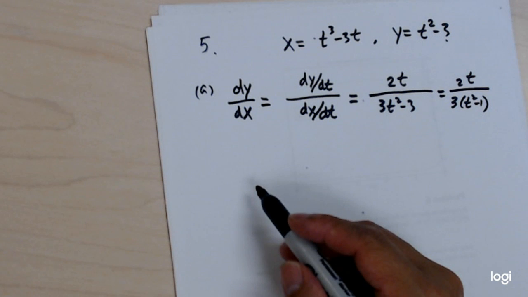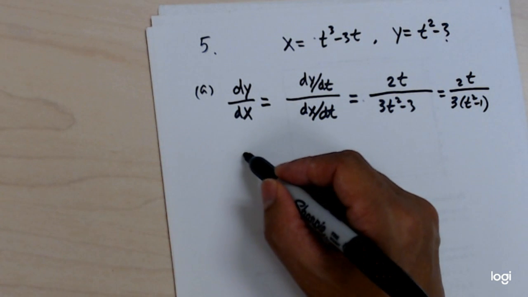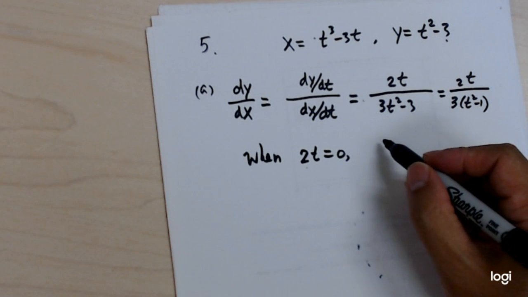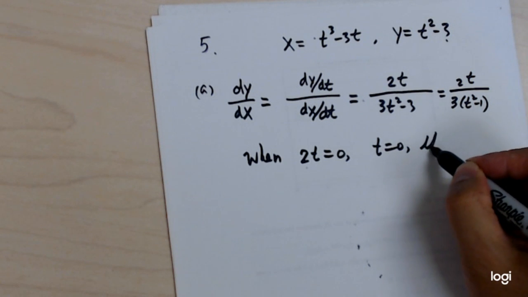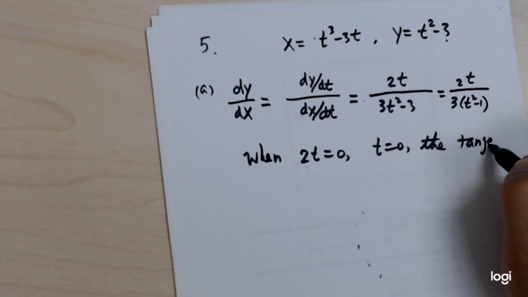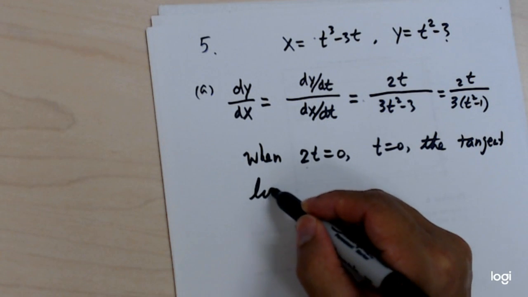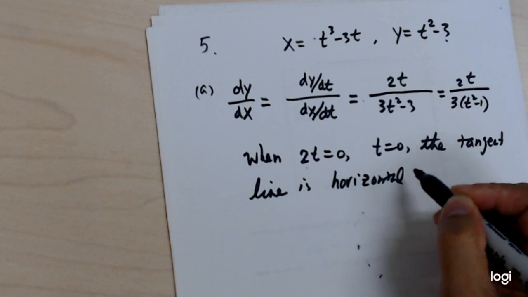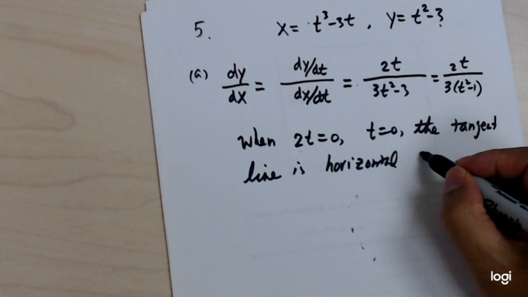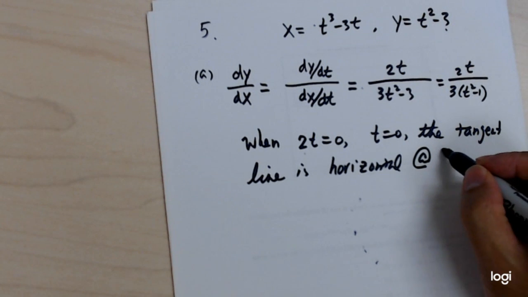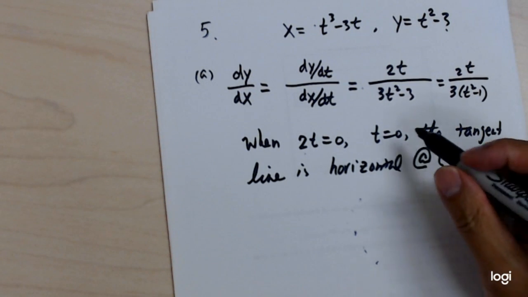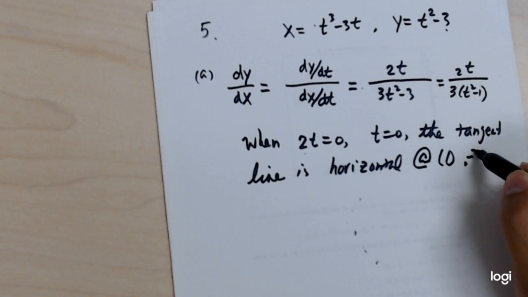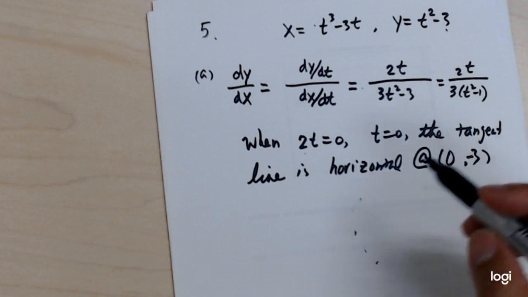So now we can use the identity for where the tangent line is horizontal. That is when the numerator is 0. In other words, t is 0. The tangent line is horizontal because the slope will be 0. And I can actually find the actual point. When t is 0, the x value will be 0, and when t is 0, the y value is -3.